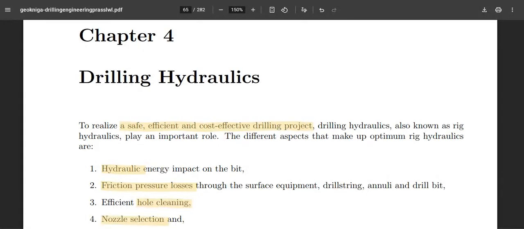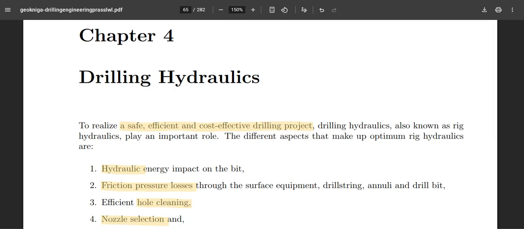Hi all. In the last video, we saw various systems in rotary drilling, like hoisting system, pressure control systems, mud circulation system, and etc. So, the fundamental concept behind that mud circulation system, which is an important system in rotary drilling, is drilling hydraulics.